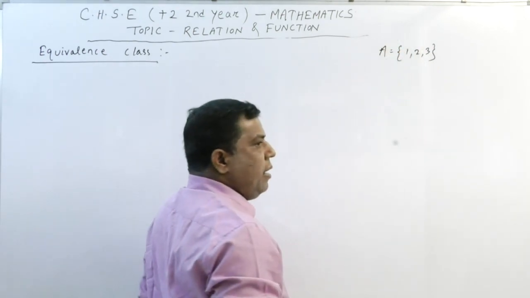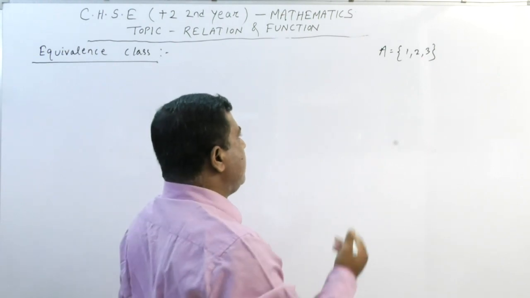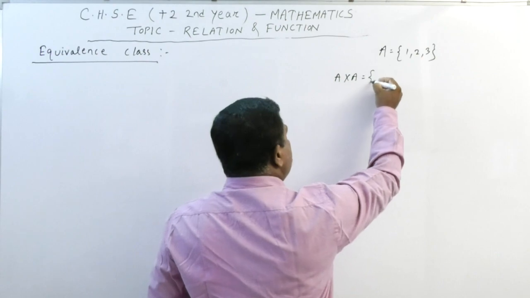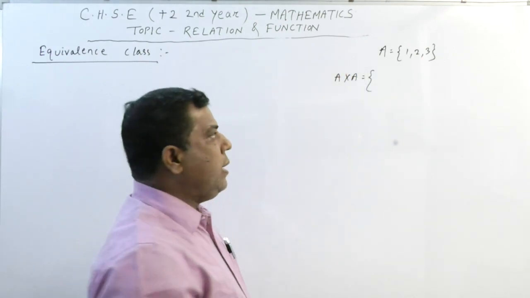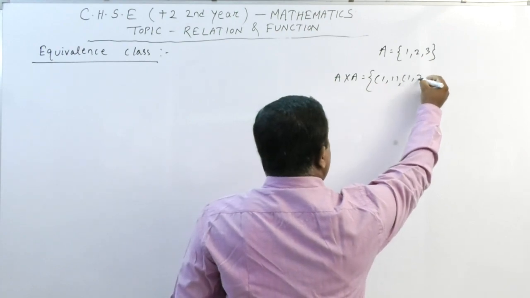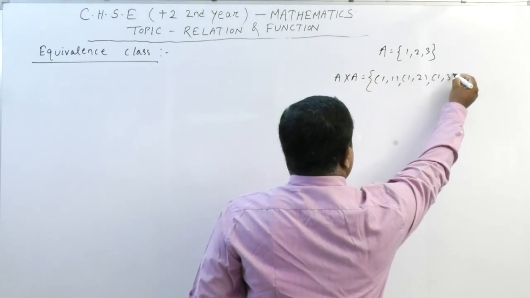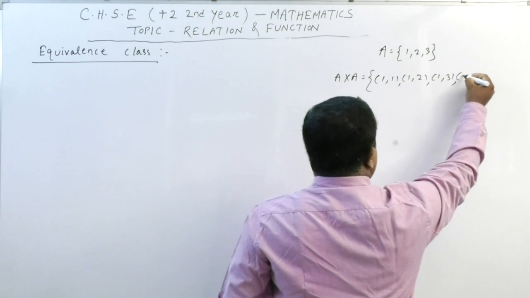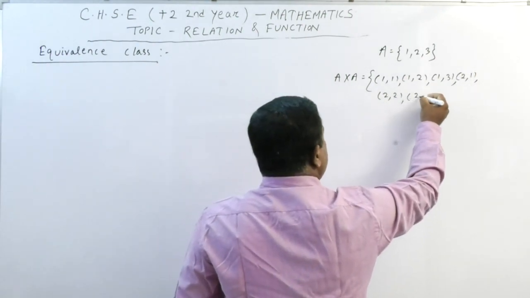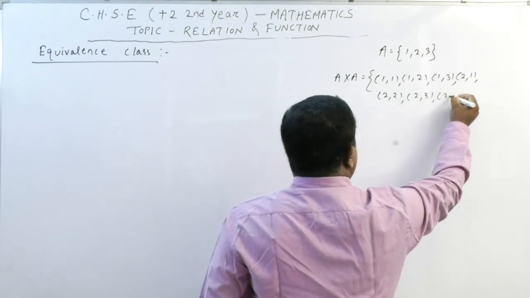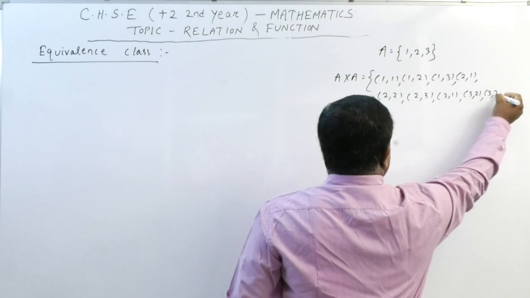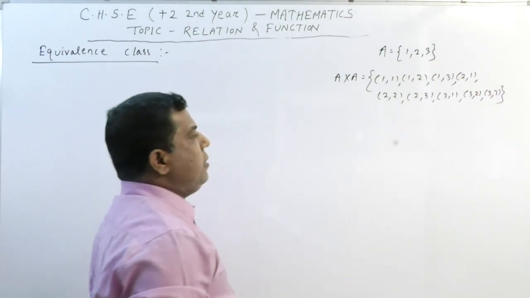Suppose here A. Now find the product set A on A, that is A cross A. So A cross A is what? A cross A is the ordered pairs. What are the ordered pairs? It is (1,1), (1,2), (1,3), then (2,1), (2,2), (2,3), then (3,1), (3,2), (3,3). Okay, so these are the ordered pairs we obtained.